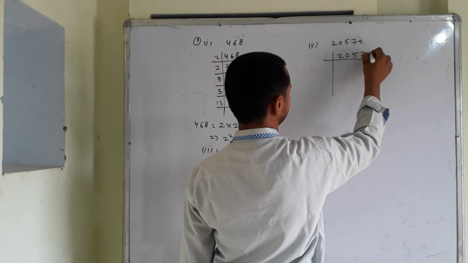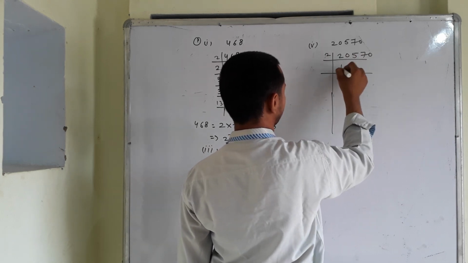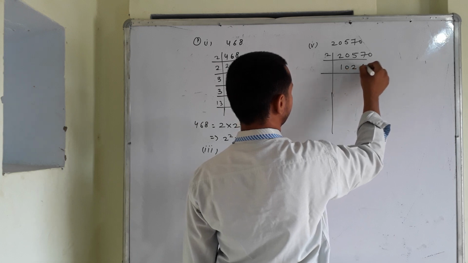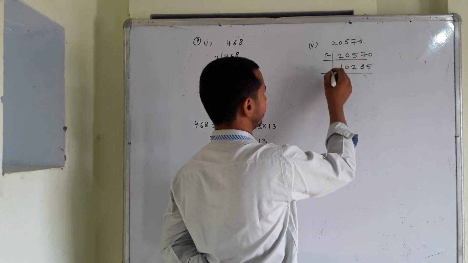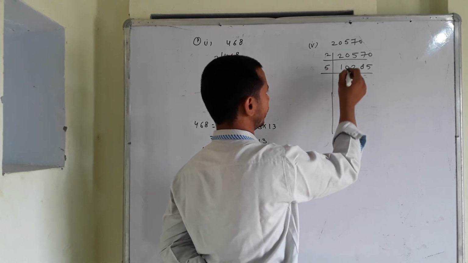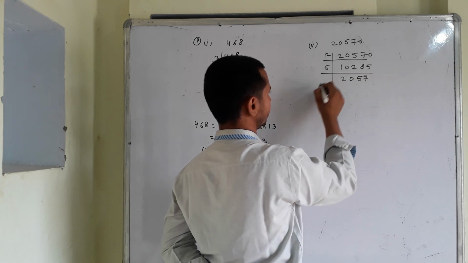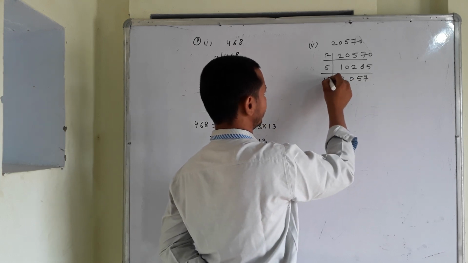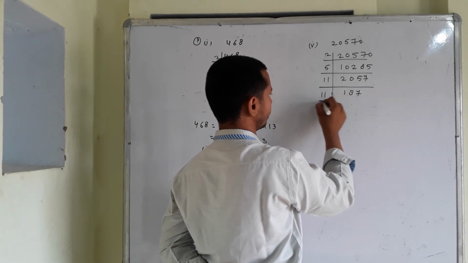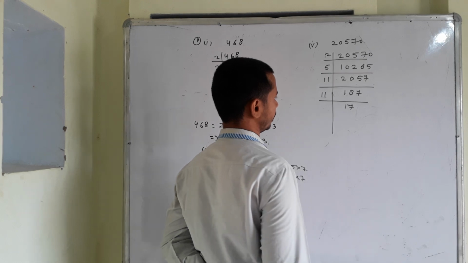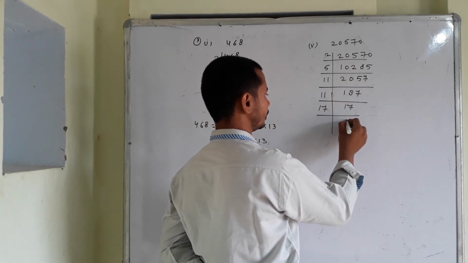First divide by 2, then we find 10,285. Okay, divide by 5, then we find 2057. Okay, divide by 11, then we find 187. Again divide by 11, then we find 17, and the last factor of the number is 17.